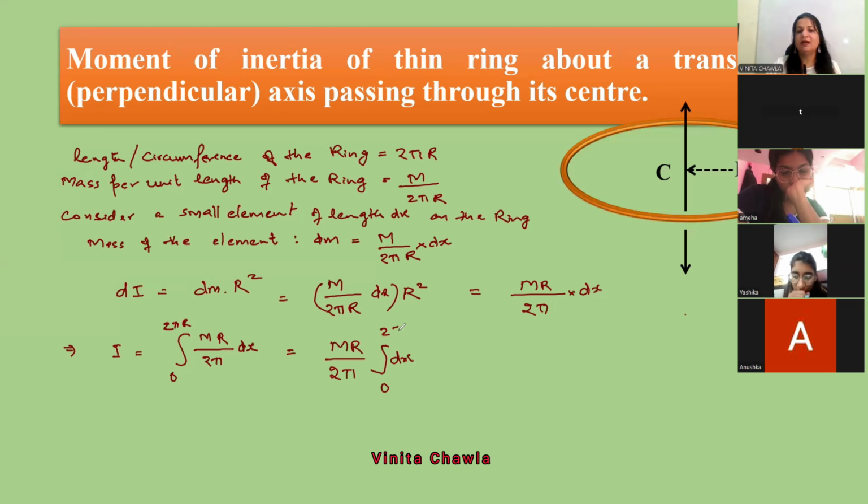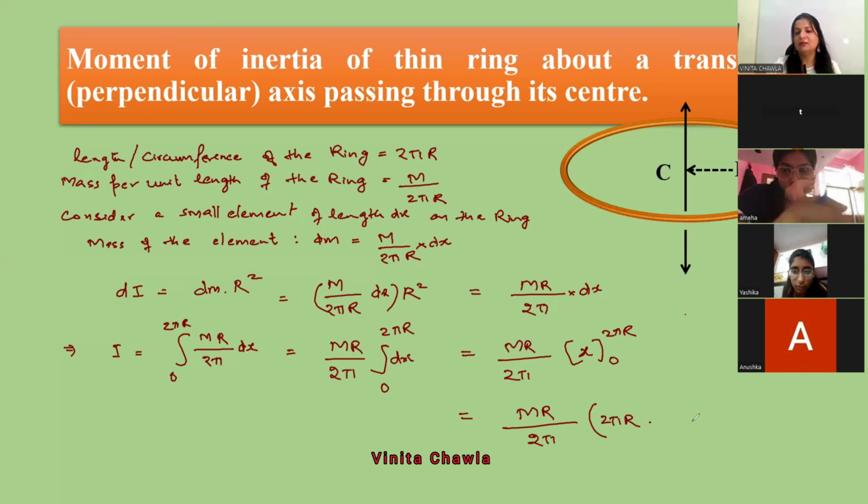And when we integrate dx, we get x. Okay, on integrating dx, we get x. So mr upon 2 pi, what will you write in the bracket? x. Now write the lower limit and the upper limit. Now we'll put the upper limit first, minus the lower limit. Okay? On solving this, you will get mr square. 2 pi will cancel.